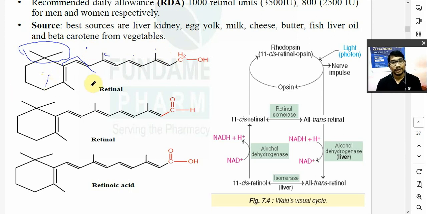So this is known as a beta ionone ring and 2 isoprenoid units, then 4 double bonds and an OH group, that is retinol. So the alcohol derivative is retinol, the aldehyde derivative is retinal, and the acid derivative is retinoic acid. They are known as the vitamers of each other.